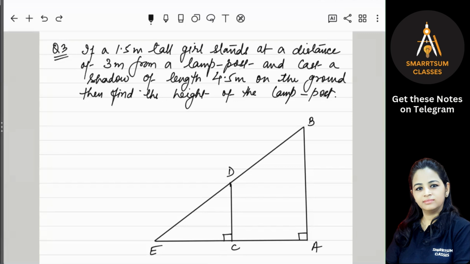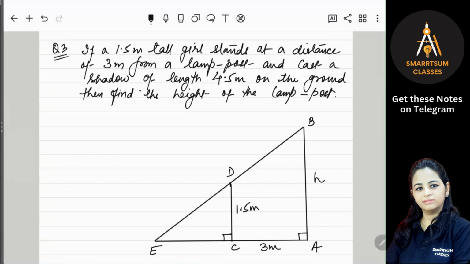So suppose there is a girl, and the height of the girl is 1.5 meter. The girl is standing here, along the line CD, and this girl is standing 3 meter from the lamppost. That means the distance of the line CD from the line AB, where AB is your lamppost. The height of the lamppost is suppose H, and the girl is standing 3 meter away, so the distance AC is 3 meter.